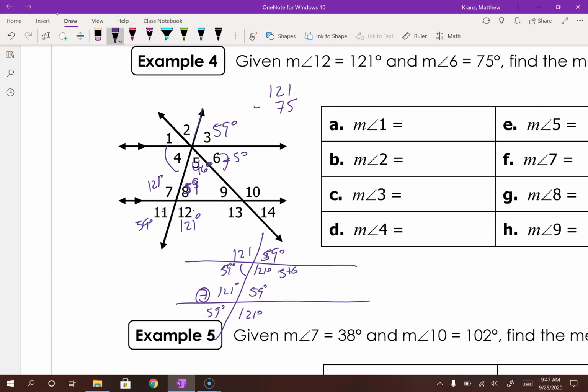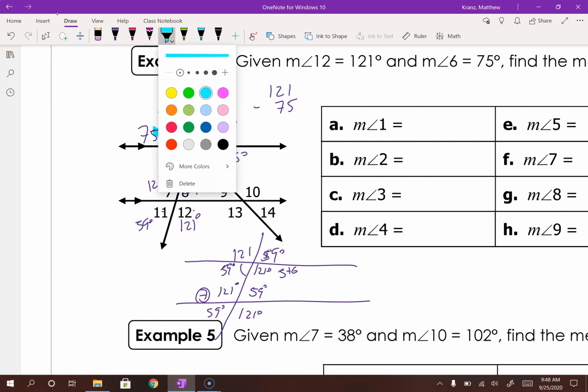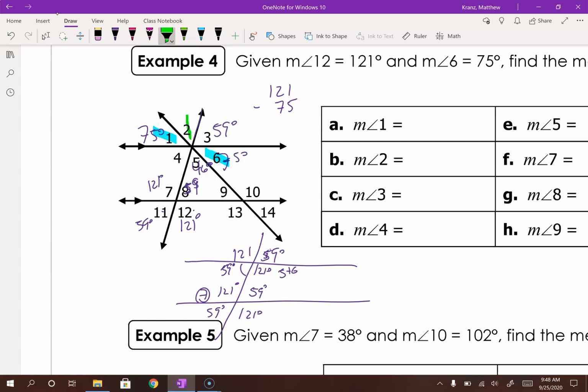Now, when I look a little closer here, I notice that this one and this one are vertical angles. So that would make this one 75. And I notice that this one and this one are vertical angles. So that'll make this 46. All right, so we got some more information.